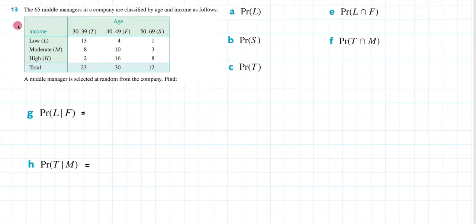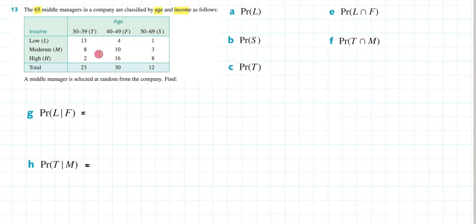Alright, so we're doing exercise 9G and we're looking at question 13. The 65 middle managers in a company are classified by age and income as follows. So here we have the youngest, middle, and the eldest, and then low, moderate, and high.